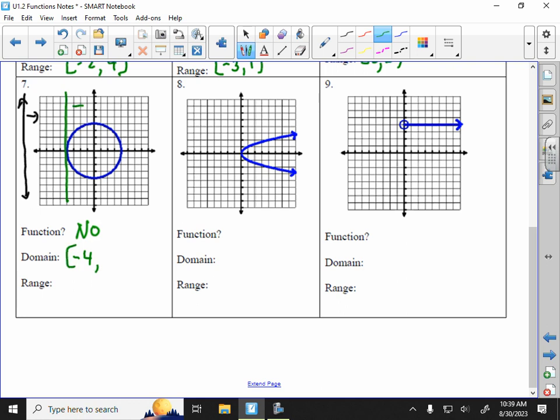And then I continue to slide it across, and it'll continue to hit all the way to right here. And that x value is 1, 2, 3, positive 4. Again, I use a bracket.